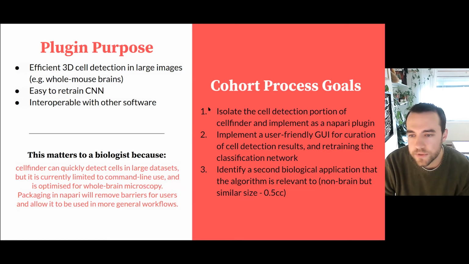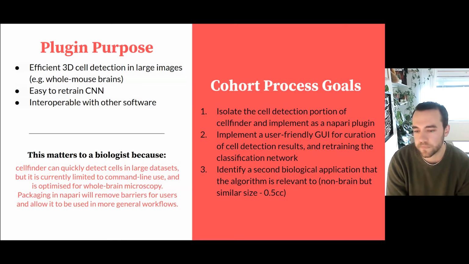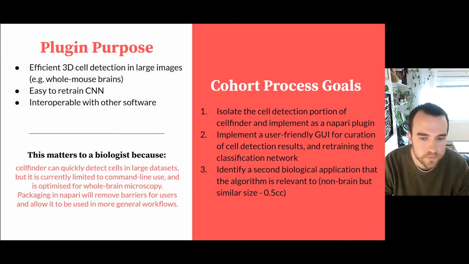The first of which was to separate out this cell detection algorithm from the main software, develop it as a separate isolated Python package, and also implement this as a napari plugin. It was to also develop a user-friendly interface to allow people to curate these results, generate training data, and also retrain the classification network. And then lastly, to identify another biological application that this algorithm could be useful for, so 3D cell detection in very large images, not a brain, but something similar that's getting into hundreds of gigavoxels. Number three, I haven't got to yet, but hopefully maybe someone in this meeting has got some good ideas.